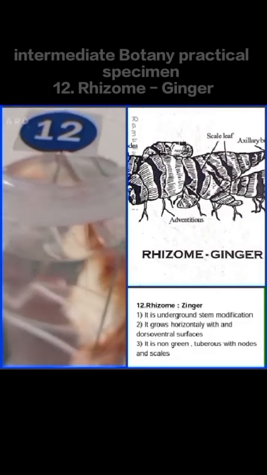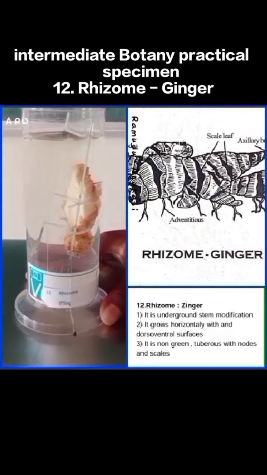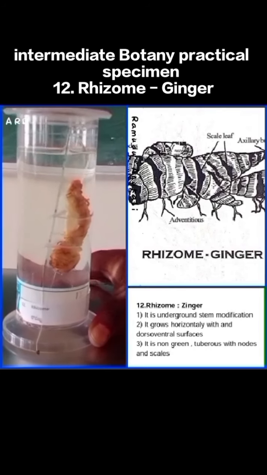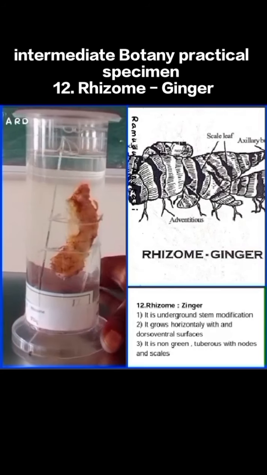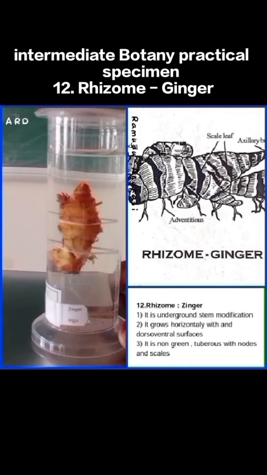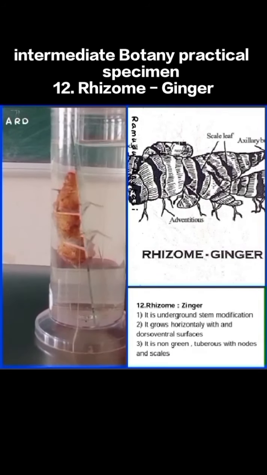Number 12 specimen, rhizome, Zingiber. It is an underground stem modification. It grows horizontally with dorsiventral surfaces. It is non-green, tuberous with nodes and scales.